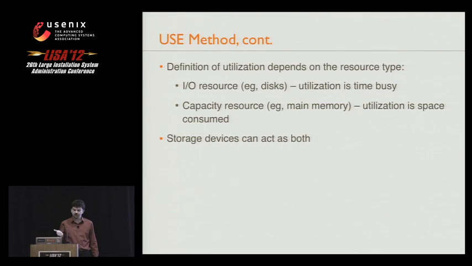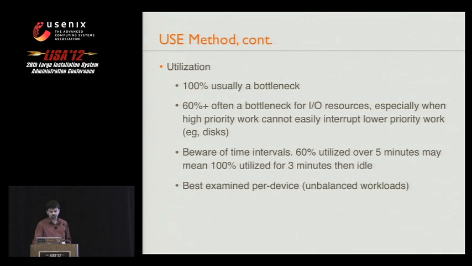For capacity resources, such as main memory, utilization is the space consumed. Storage devices can act as both, because you can fill them up in terms of capacity, and they can get busy because they're doing work. To interpret utilization, 100% is usually a bottleneck once you get down to the component, because now things queue. And if it doesn't go below 100% utilization, things will queue, and you have exponential growth.